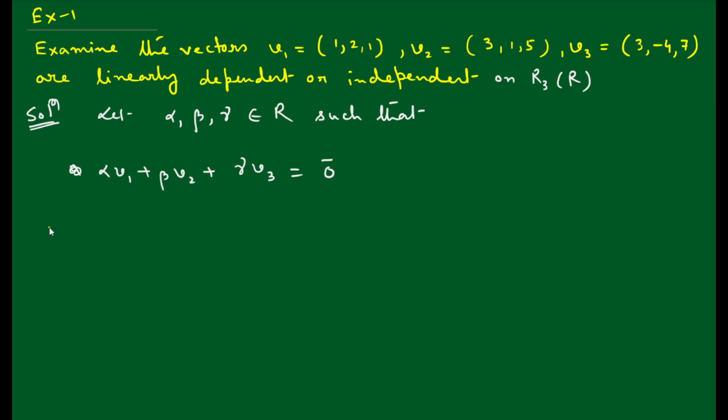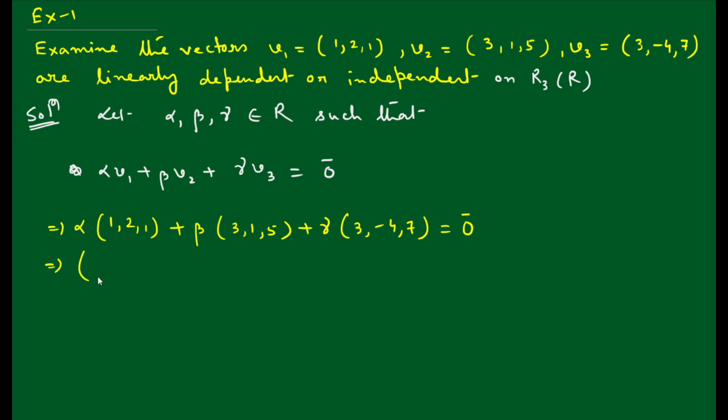Then what we'll do, now we'll put the values. v1 is (1, 2, 1), and then beta into (3, 1, 5), and then gamma into (3, -4, 7), and the right side is 0 bar. So this 0 bar is also three-dimensional. Okay, 0 bar is also three-dimensional. So later I'll say what this is.